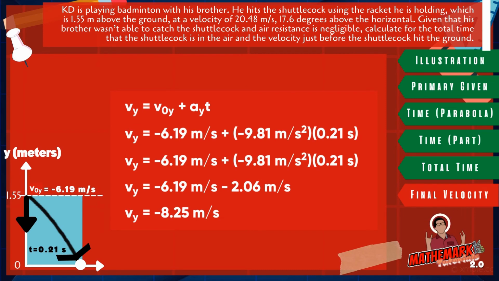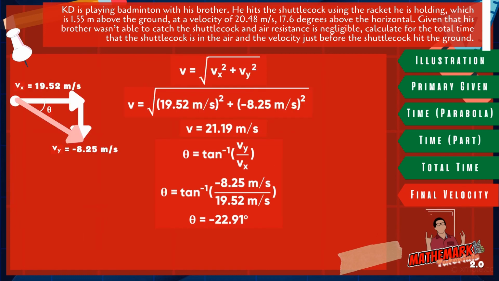Now let's get the velocity just before it hits the ground, and again, we will focus on the blue part. Now that I have the time for the shuttlecock to complete this blue part, I decided to use this formula as shown and plug in the values to find Vy, which is the y component velocity at that endpoint. Hence, we get Vy equals negative 8.25 meters per second. Recall that Vx remains constant all throughout, so Vx at that point is also 19.52 meters per second.